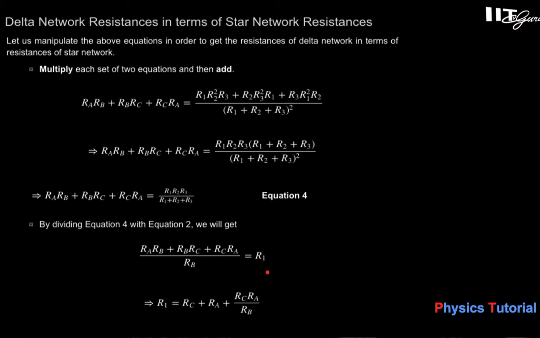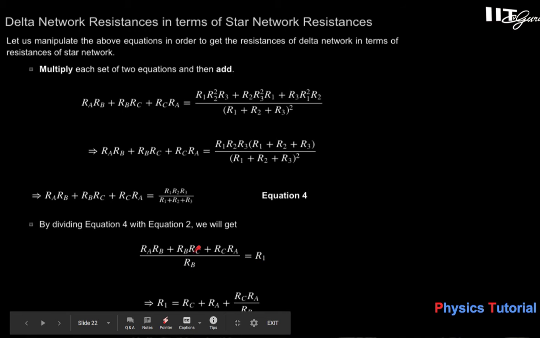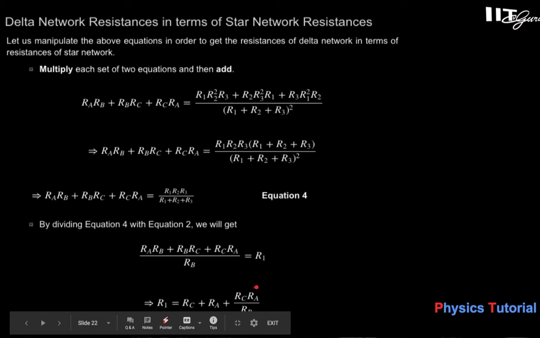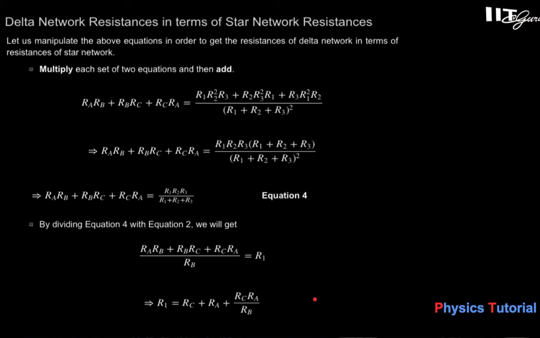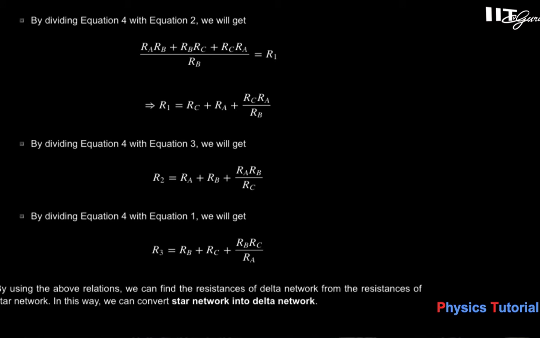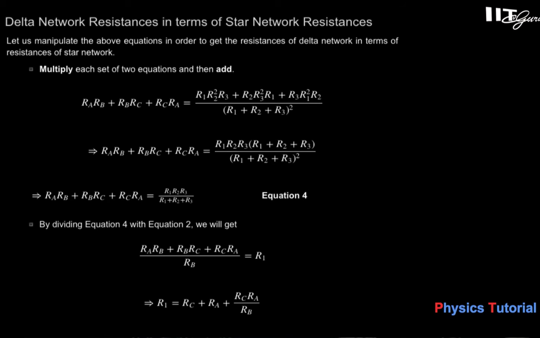Now you can find R1 over here. Dividing this one, you will get RC. So RC will be left over from the second term, and in the first and third term, and here also RB is there in the first term. So if you divide this here, RA will be left. So the RC RA two terms will be left, and here it's not left as RB does not appear over here. So R1 equal to RC plus RA plus RC RA upon RB. Similarly, the other terms also you can get. So by dividing equation 4 by equation 2, we get the delta network resistance in terms of the star network resistance.